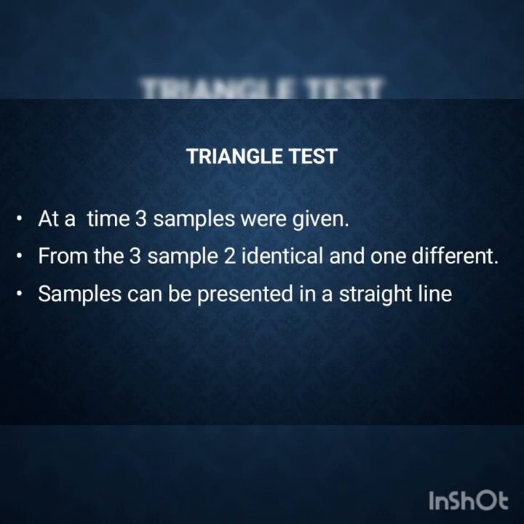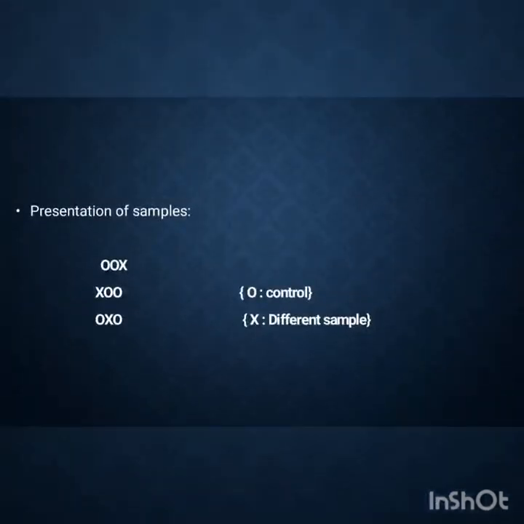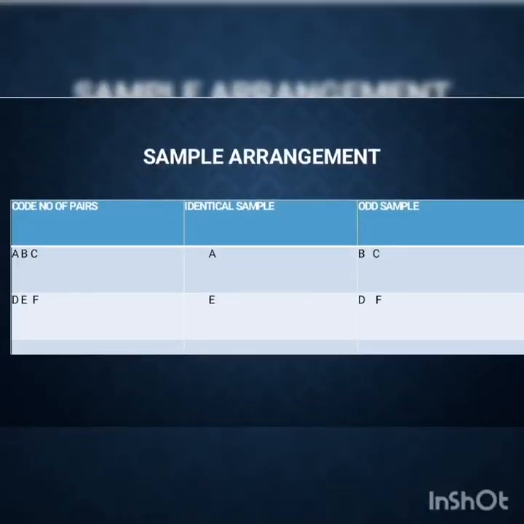So next test is the triangle test. Triangle test means at a time 3 samples are given. From the 3 samples, 2 are identical and 1 is different. The samples are presented in a straight line, so the presentation of samples will be OOX, XOO, OXO. O indicates the control and X is the different sample.